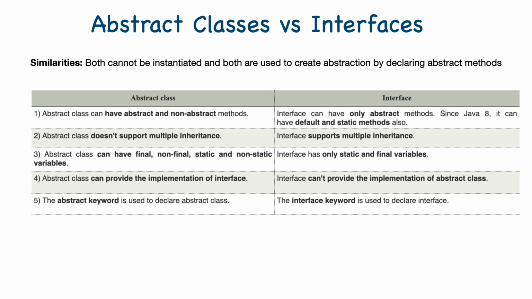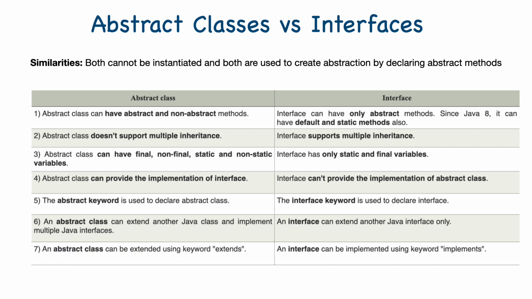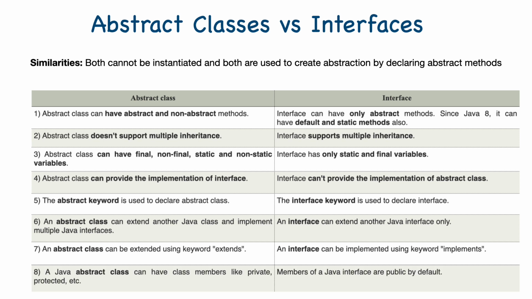And the abstract keyword is used for abstract classes, and the interface keyword is used for interfaces. An abstract class can extend another Java class and implement multiple Java interfaces, whereas an interface can extend only another interface. So this is one other difference. An abstract class is extended using the keyword extends, whereas an interface is implemented using the keyword implements. And finally, a Java abstract class can have class members with private or protected access, whereas members of a Java interface are public by default. So these are the similarities and differences between abstract classes and interfaces.